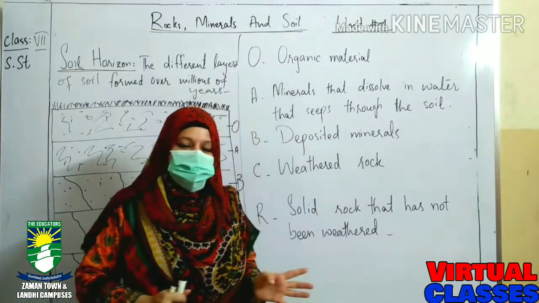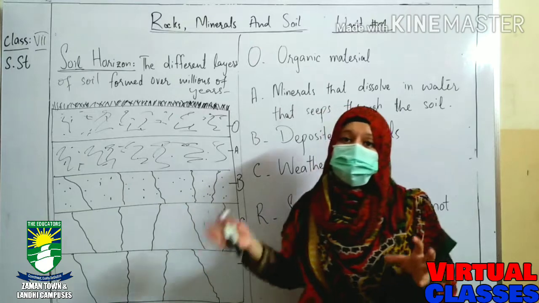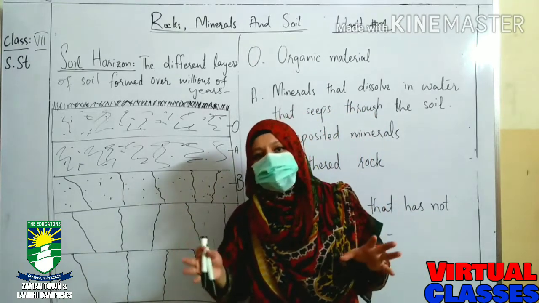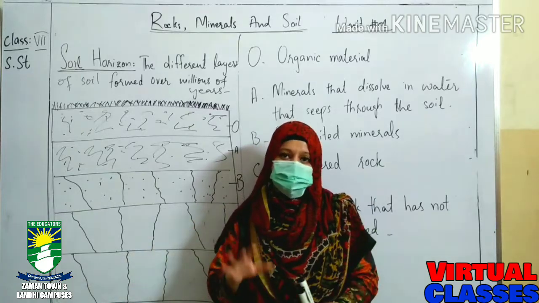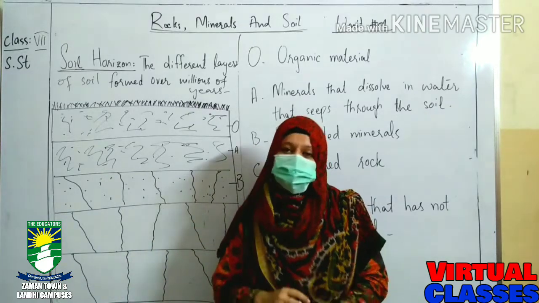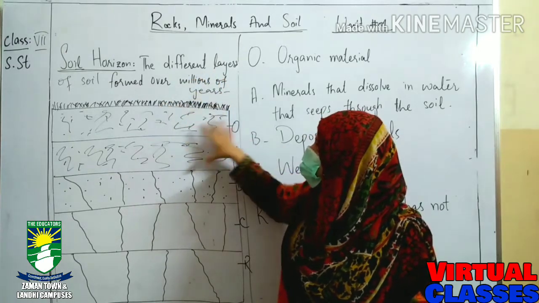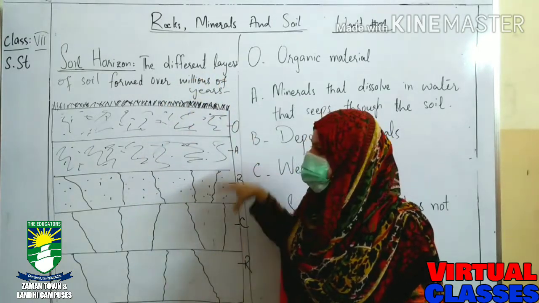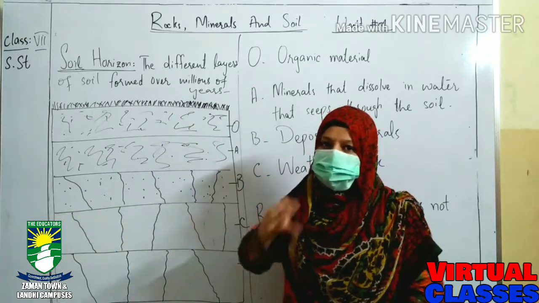So the soil horizon is formed after millions and thousands of years. It forms the layers, the soil profile or the soil horizon. The different layers of soil form over millions of years. These layers are not formed suddenly, they are formed after many years.